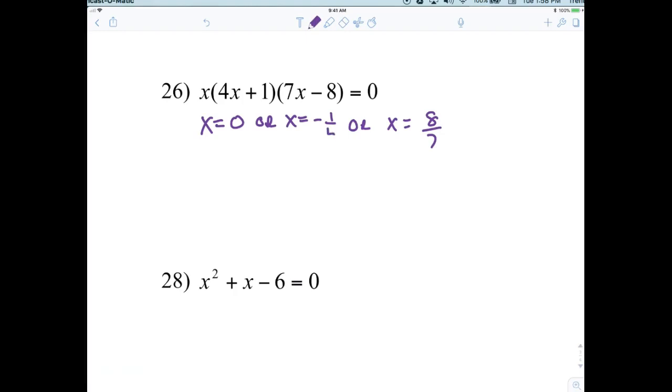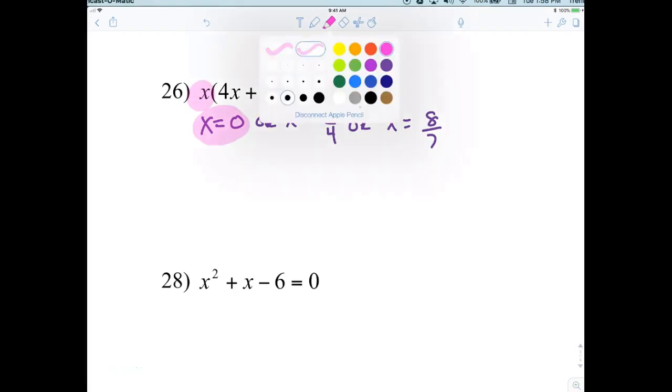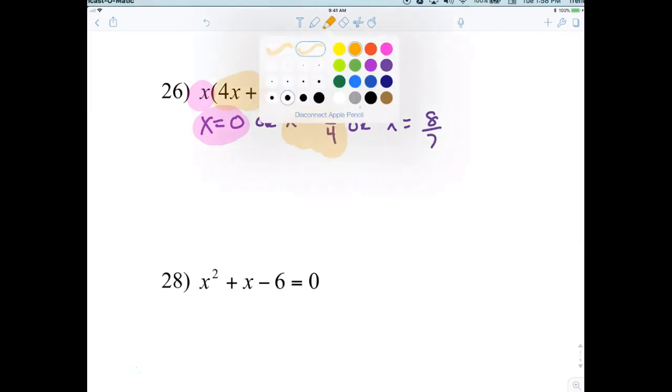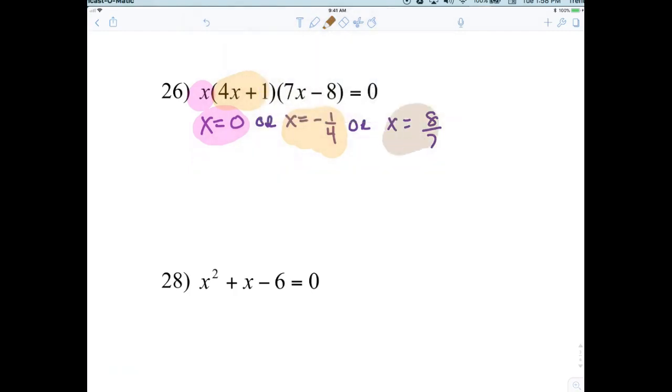Now again, just to make sure you're understanding me, this x equals 0 comes from that x. Next, we have x equals negative 1/4 comes from that equation. And then last, x equals 7/8 or 8/7 comes from that equation. All right, you should be able to see that. That's not that big of a deal.